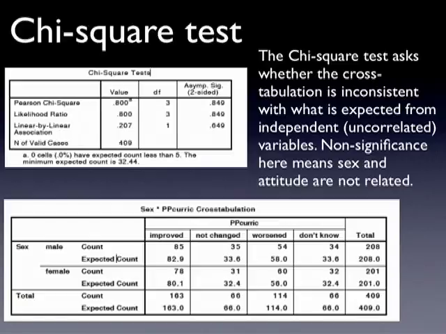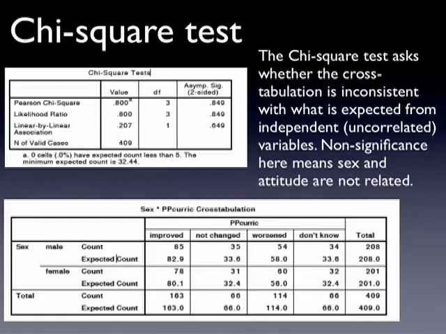Chi-square asks the question, is the cross-tabulation we were just looking at inconsistent with what might be expected from independent or uncorrelated variables? That's the null hypothesis here. Non-significance here means that sex and attitude are not related. That is to say that the combinations that occur are just what you'd expect on the basis of the frequencies of the two variables separately and sort of random connections between them.